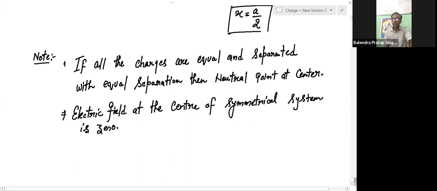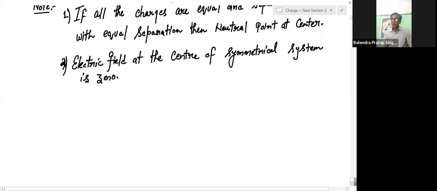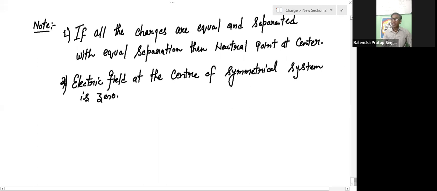So this is one point and this is another point, two points. The charges are equal and separated with equal separation, the neutral point is at the center, and the net electric field at the center of a symmetrical system is 0. First write down these 2 points. Then I will give you some examples of neutral points: neutral point for a line, for a triangle, for a square.